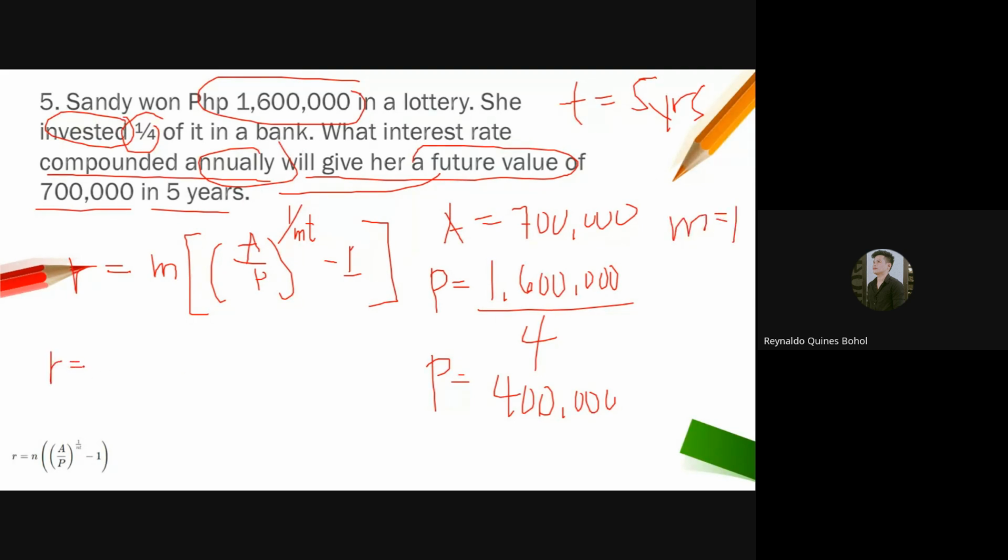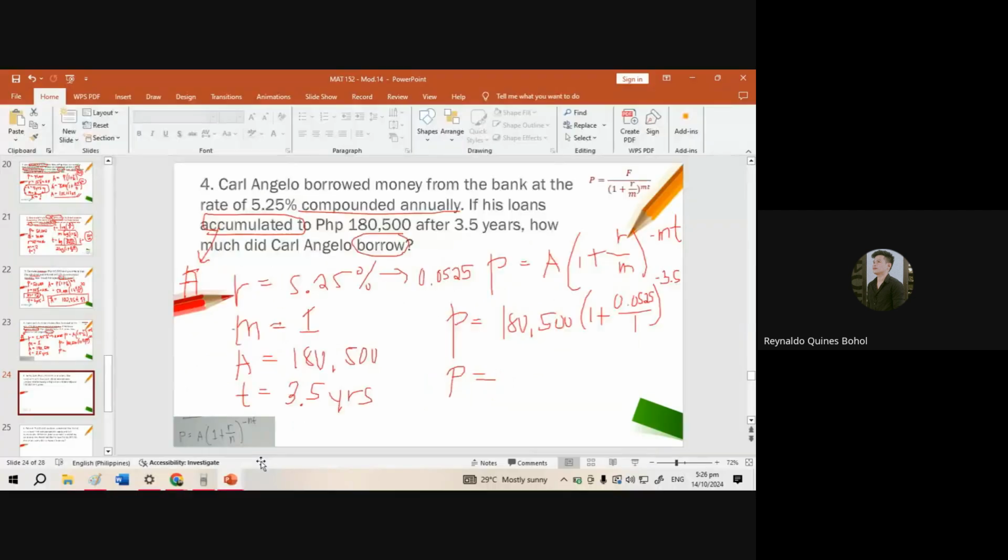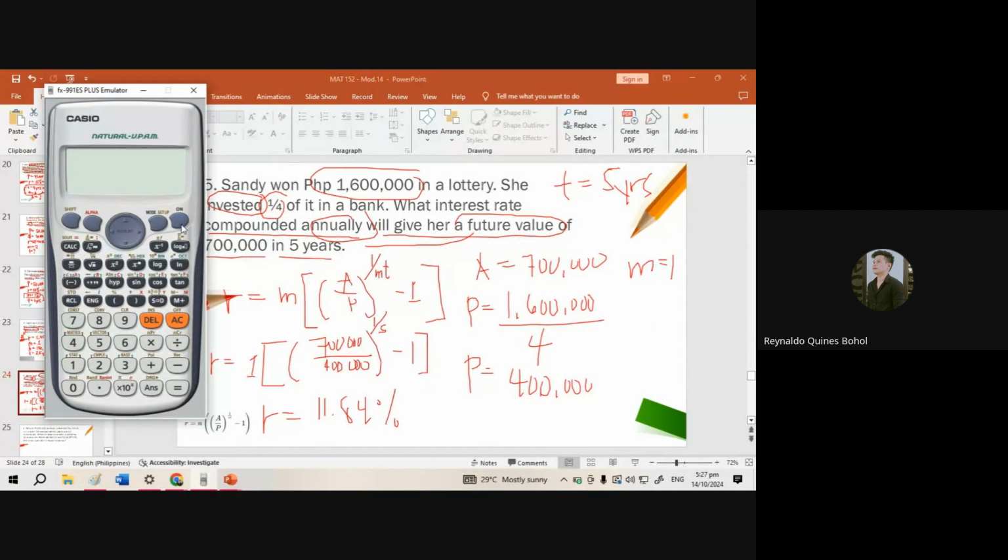So R is equivalent to 1. Then your amount is 700,000 all over 400,000, 1 all over MT. Your M is 5. MT is 1 times 5 is 5 minus 1. Close it. And the rate is 11.84%. How? Check natin kung tama yung sagot ni Danica.